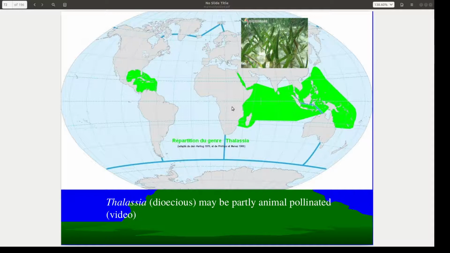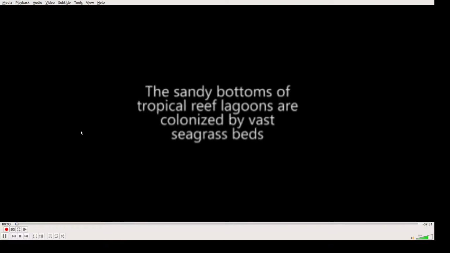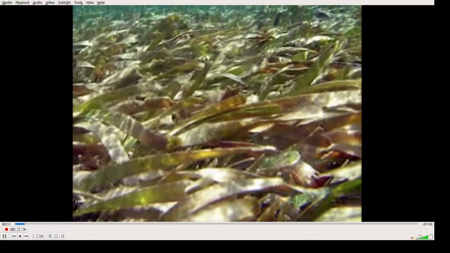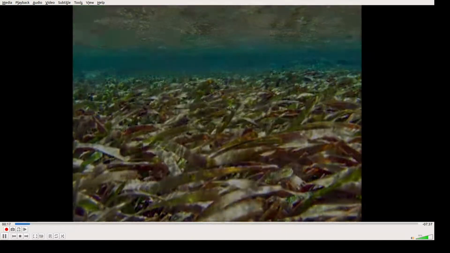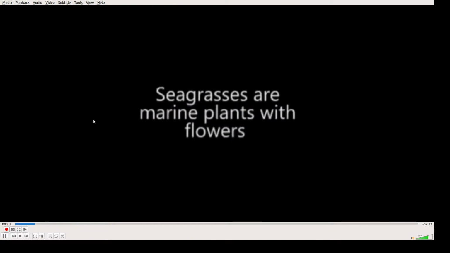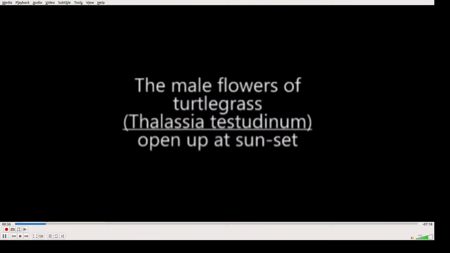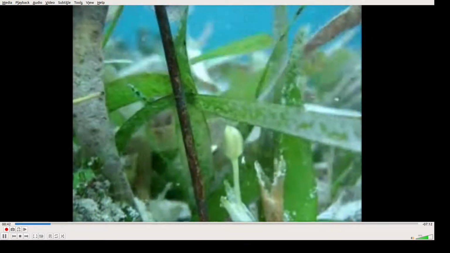It's a very intriguing example, and it's the type of observation that's easy to make nowadays since we have cheap underwater cameras that can take this nice footage easily, time lapse, high density video. Thalassia, also called turtle grass.